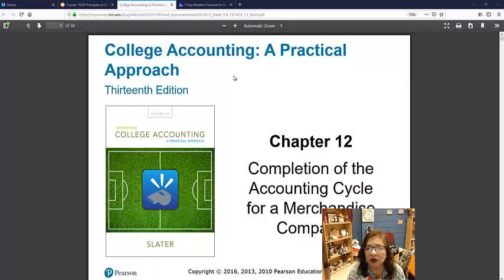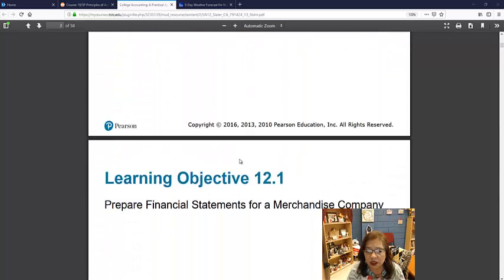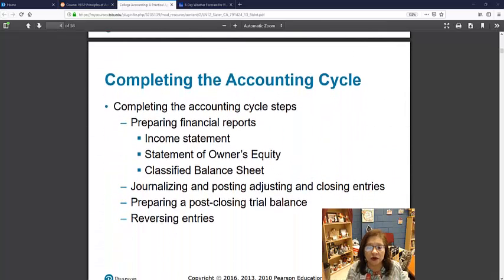Alrighty guys, this week we're actually gonna go ahead and finish up the accounting cycle for a merchandise company. Remember, we adjust and then we have to close. So we're going to complete the steps so that we can complete the income statement, the owner's equity, and the classified balance sheet. There's gonna be a definition later on for what we mean by classified balance sheet. We're gonna have to journalize adjusting and closing.